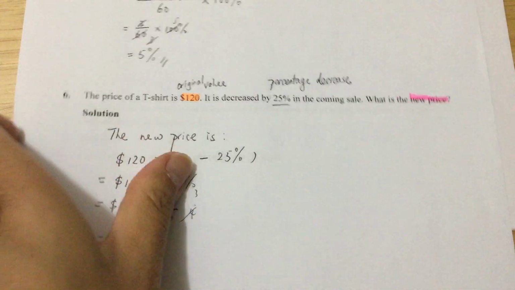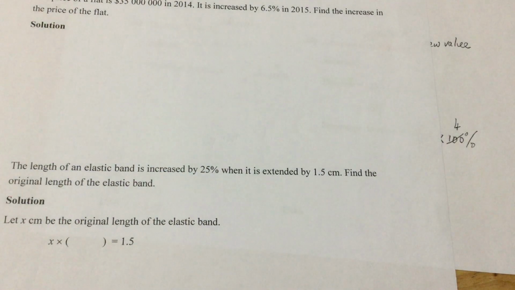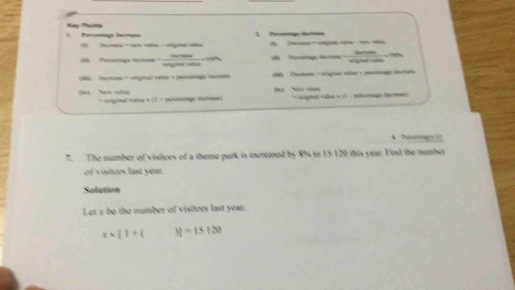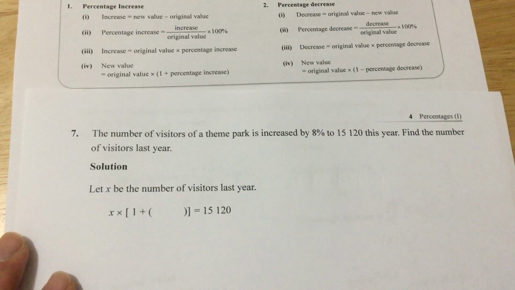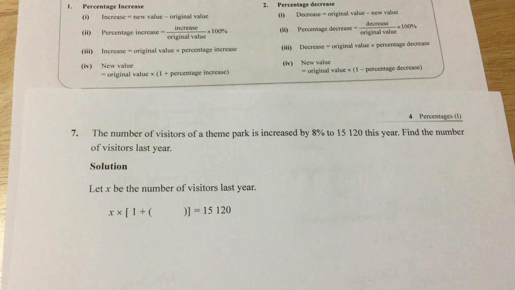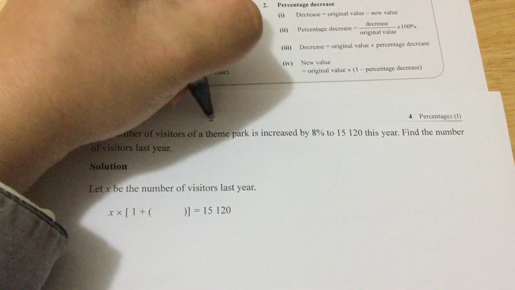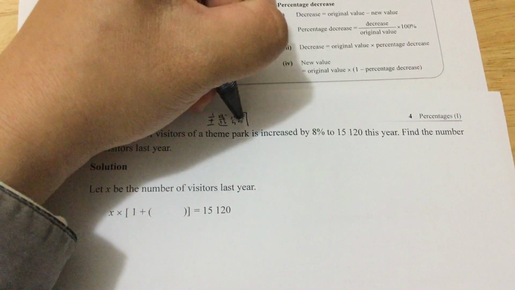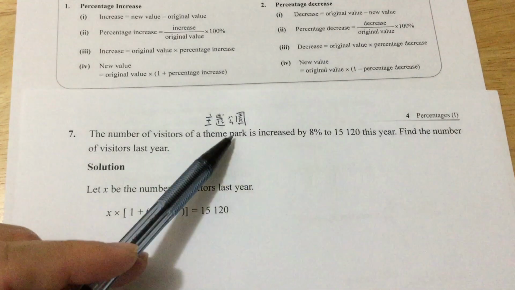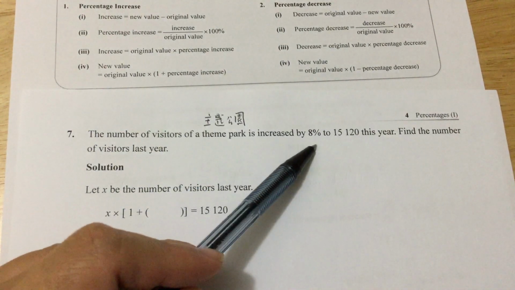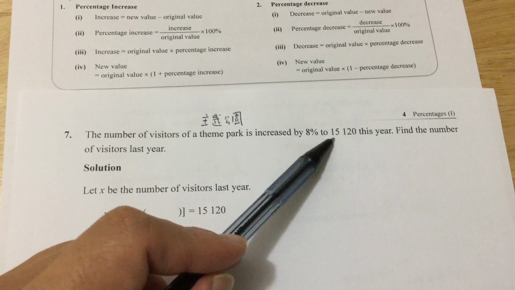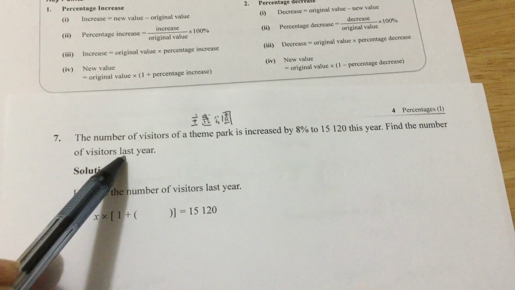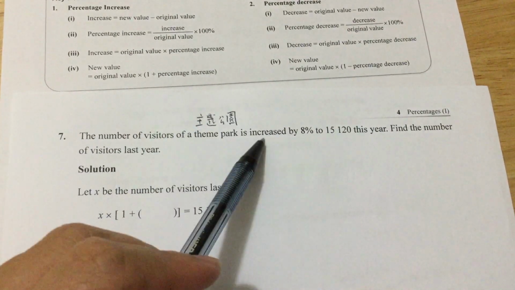Okay, question 7. The number of visitors of a theme park. Theme park in Chinese is called 主题公園. So it's also a important word, but you do not need to know it in this question. It's just a park, and it's okay. It's increased by 8% to 15120 this year. Find the number of visitors last year. 上年, okay? So the number of visitors of the theme park is increased by 8%.